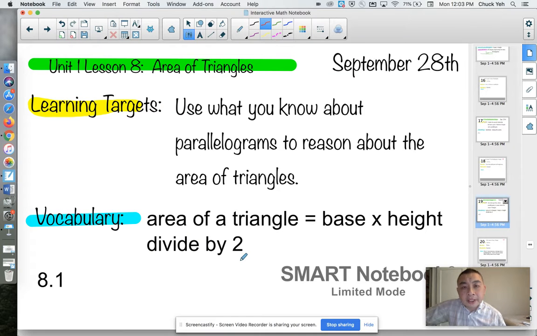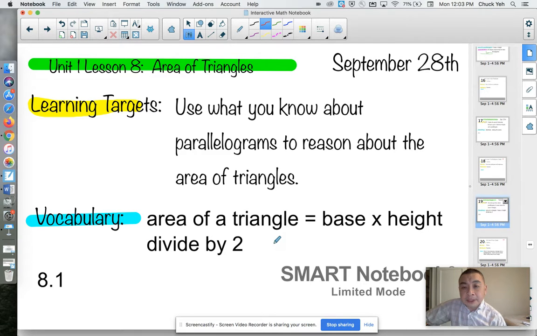Okay, today is Monday, September 28th. This is what we're going to write for our notebook today. Unit 1, Lesson 8, Area of Triangles. Make sure you write the learning target and then the vocabulary. Area of a triangle equals base times height divided by 2.